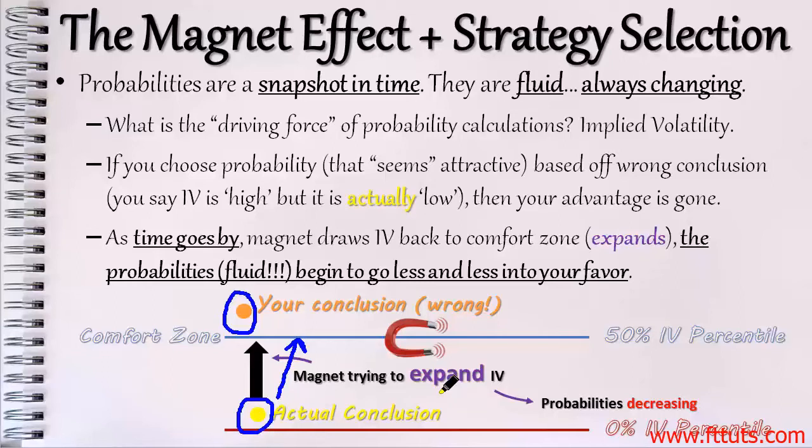Hopefully that's a pretty straightforward concept. Again, this is a little bit foreign, and I hope the picture is helping out. You thought IV was up here, so you're going to choose certain strategies based off a supposedly high IV. But you're wrong. It's actually low IV, and therefore the probabilities, because IV plays a role in those calculations, are going to decrease as time goes by, because the magnet is going to start to suck it upwards.